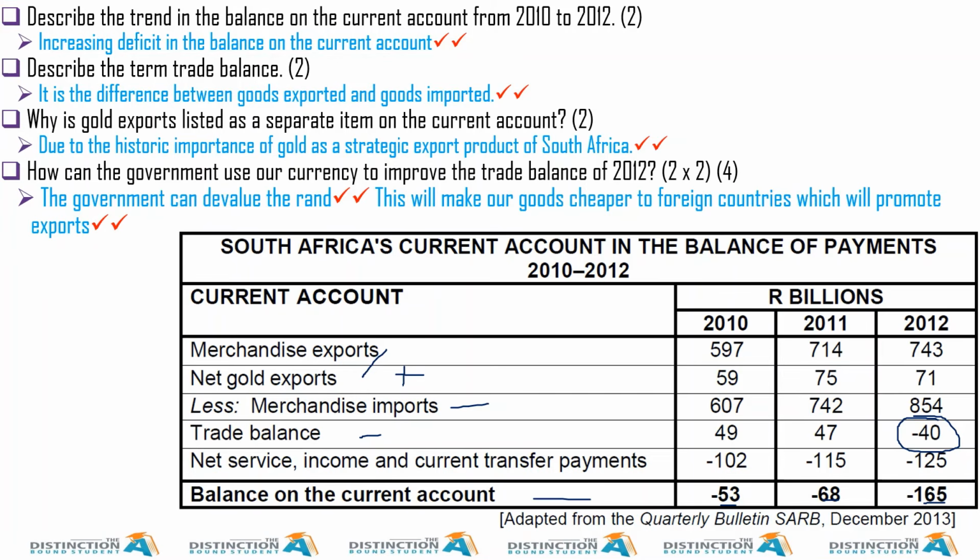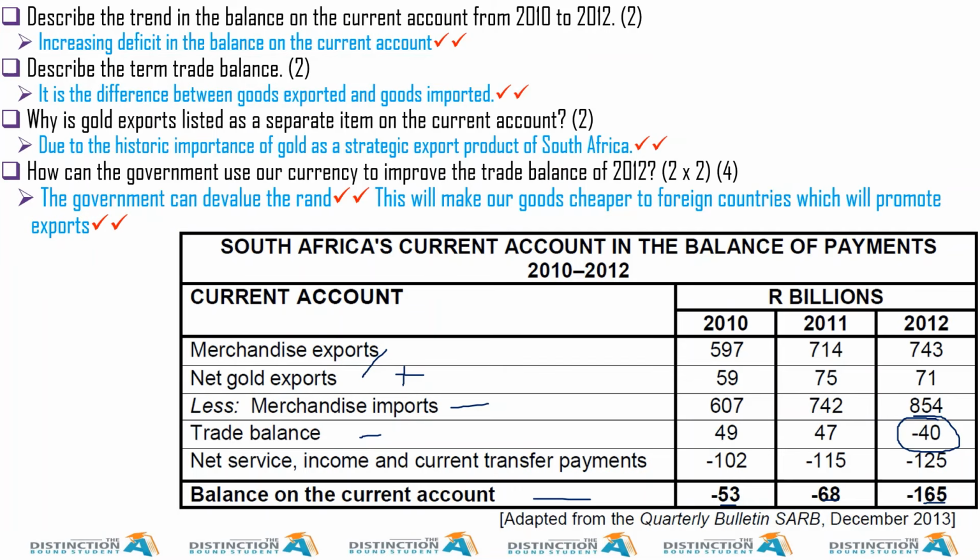If it's weak, then people will find it cheaper to buy from South Africa. But then the downside is it will be expensive for us to import. Imports will be expensive, so if imports are expensive, then we might as well stick to buying in South Africa. So I think you see what will eventually happen.